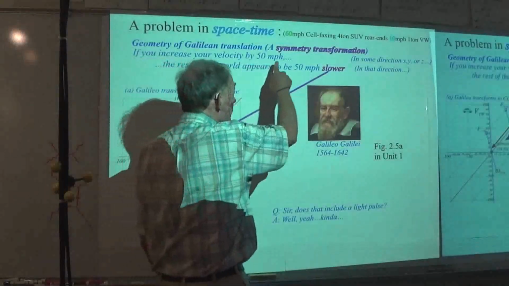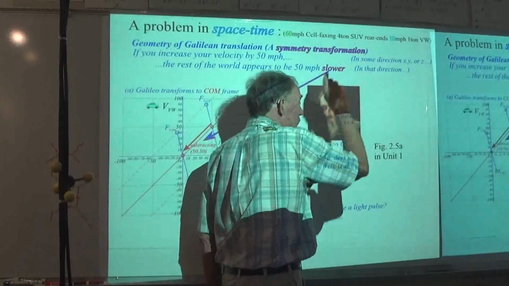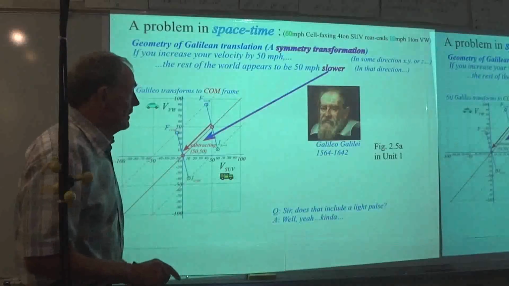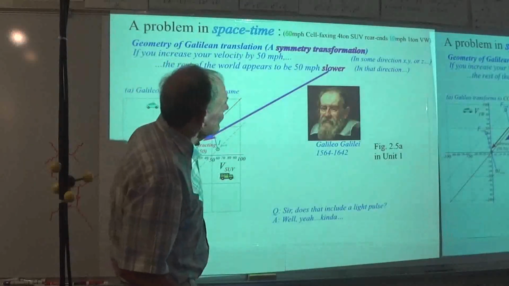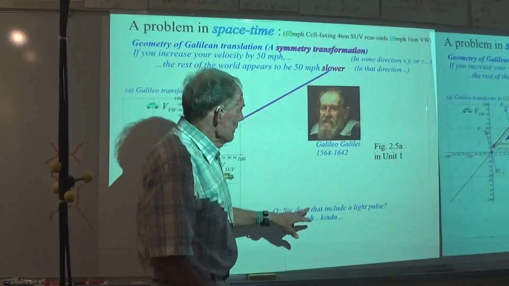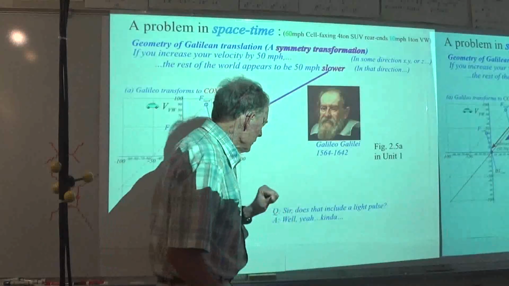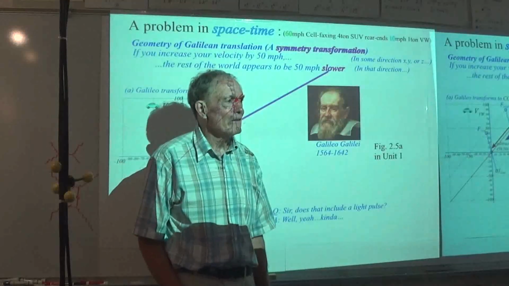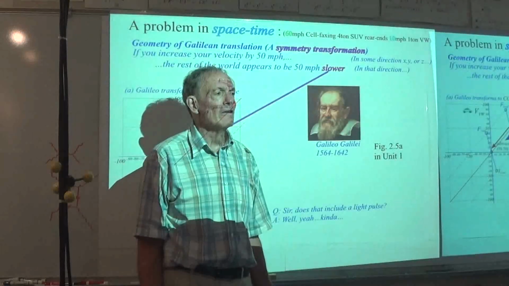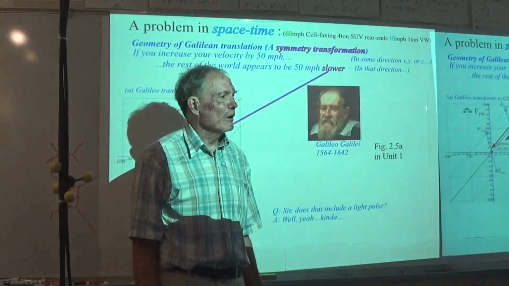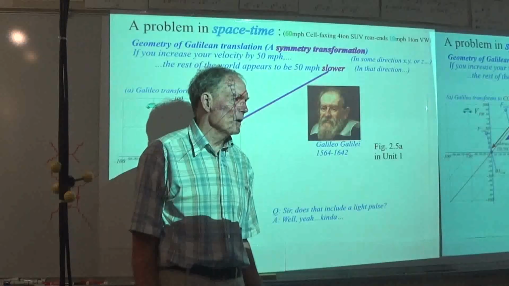And the idea is that, of course, it's some direction x, y, or z, and we're talking about being slower in that direction in particular. Now you can ask the question, Mr. Galileo, he looks very wise with all that hair, does that include a light pulse? And the answer is, well, yeah, kinda. But of course the answer that Einstein gives in 1905 is not at all. You do not take 50 miles an hour off of a light pulse. No matter how fast you go, you don't take any of those miles an hour off.